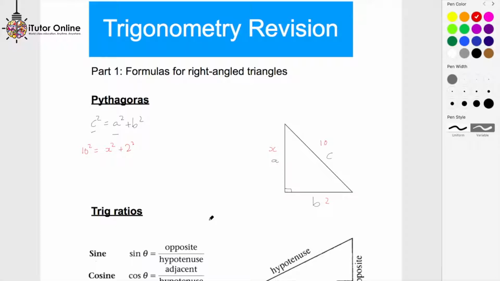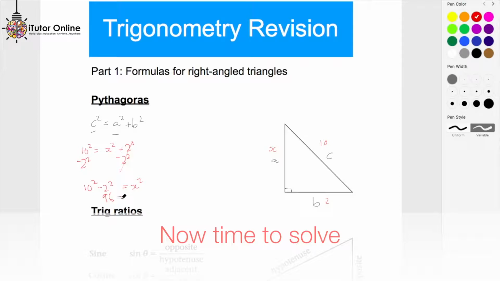So now what we need to do is find the x squared. Our first step will be moving the 2 squared to the left hand side, so we need to minus it. That's going to leave us with the x squared, because we've taken it and moved it to the left. So now on the right hand side, all we have is the x squared, and on the left hand side, we have 10 squared minus 2 squared. Our next step will be to solve. We put the 10 squared minus 2 squared in the calculator, which gives you 96, equaling x squared.